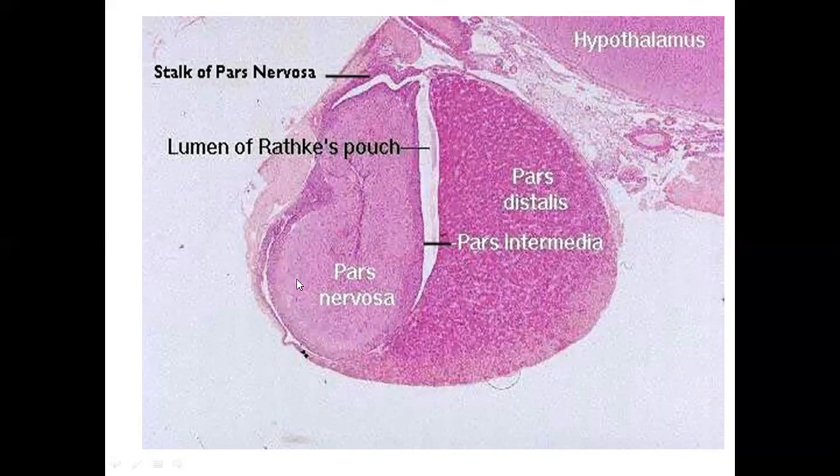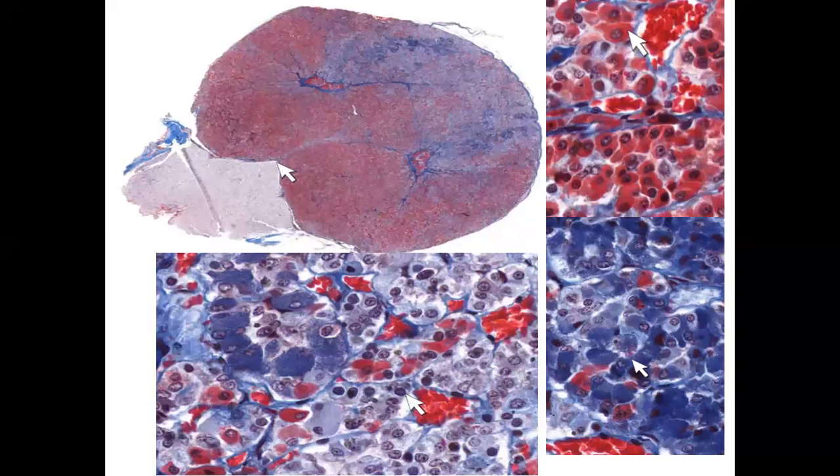So the lightly stained area, covered by the connective tissue capsule of the pituitary gland, is the pars nervosa, part of the neurohypophysis. On the other side is the pars distalis, and in between the pars distalis and pars nervosa is the pars intermedia. The small portion of the anterior pituitary which surrounds the stalk is the pars tuberalis, which is not that clear in this micrograph.